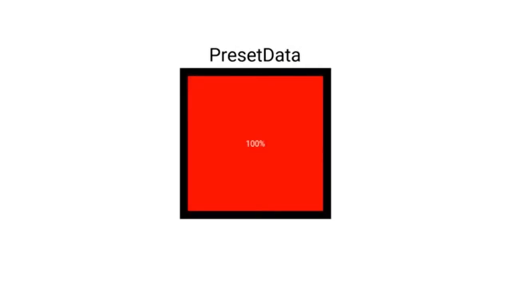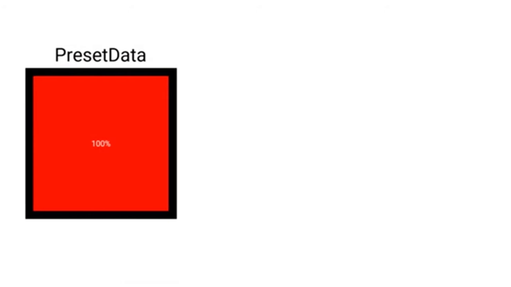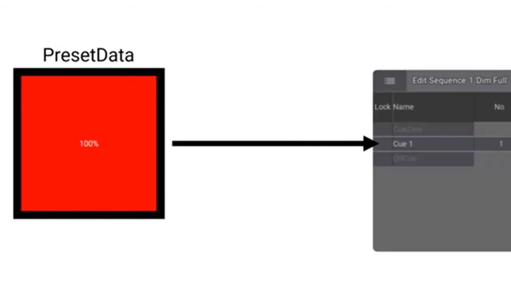So how does the recast function work? Let's say we have some preset data. Now the preset data can be anything. So let's take some dimmer. Let's say we created a preset with 100% intensity. So I have a preset with 100% intensity, and I will store this inside a queue.